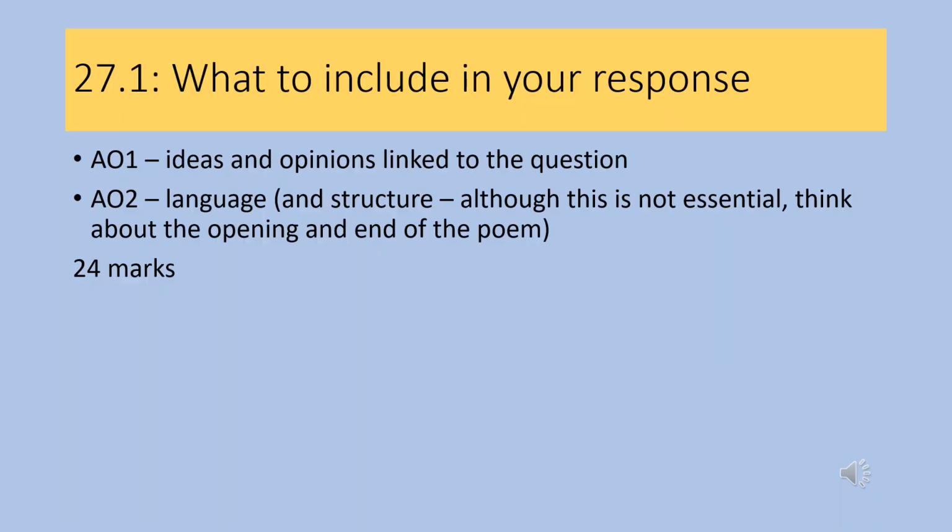So what to include in your response for 27.1? For the 24 marks, you need to ensure that you're hitting AO1 and AO2. So in AO1, you're thinking about including the ideas and opinions linked to the question, and for AO2 you discuss the language that the poet has chosen. You can talk about structure too, although this is not essential, but if you do choose to include structure, you could think about the opening and the end of the poem and any changes within it.